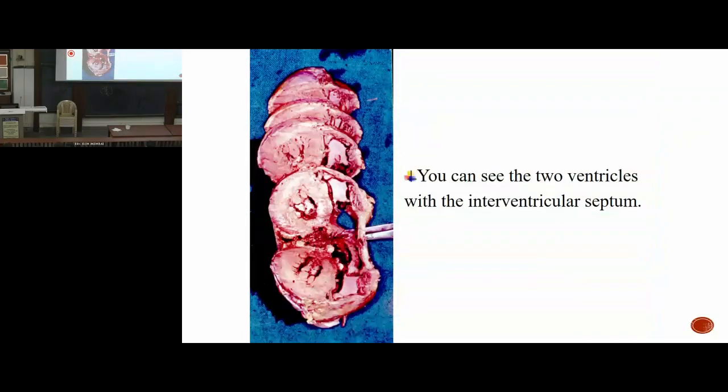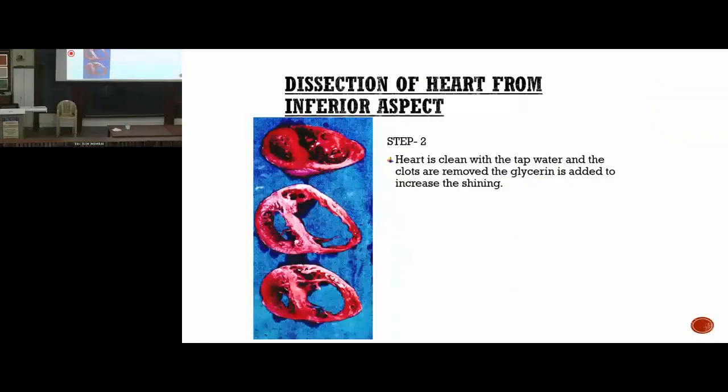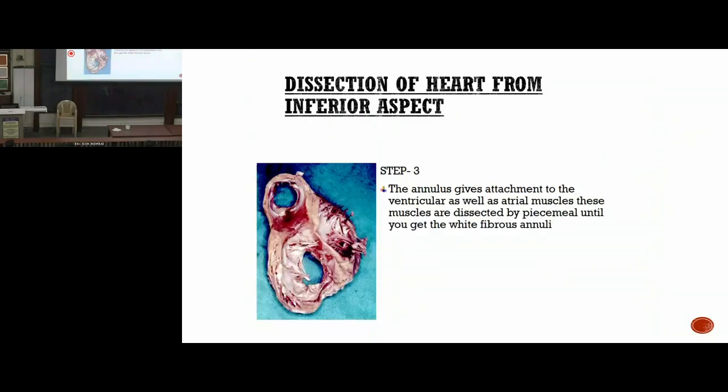Can you see this? These are the ventricles and this is nothing but clotted blood. Which ventricle is this? Is it seen from the right or the left? From the inferior aspect. Now here you can see what I have cut from the inferior aspect. This is the interventricular septum.